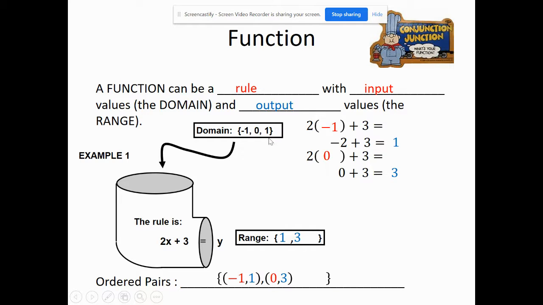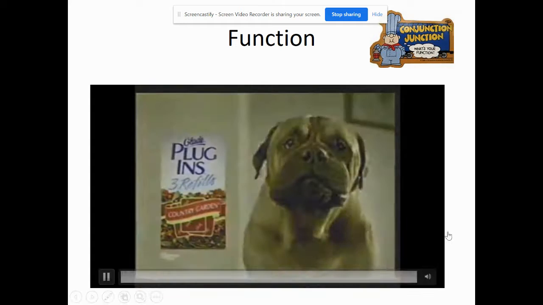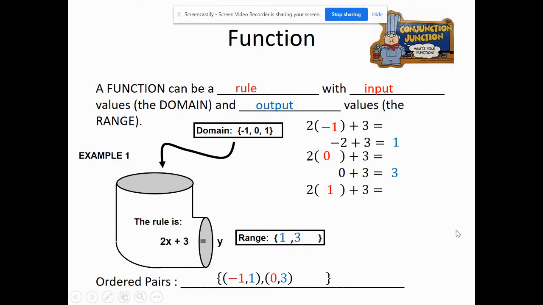And now I'm going to go up here and I have one more number to put in. So I'm going to rewrite the equation one more time with the parentheses. I'm going to plug the 1 in. 2 times 1 is 2, plus 3 is 5. So my range is 5. I have the point then (1, 5).